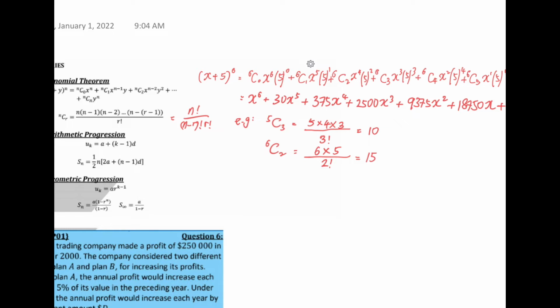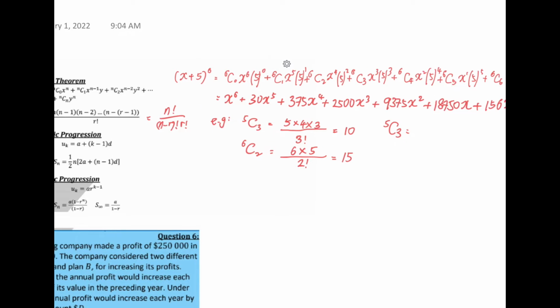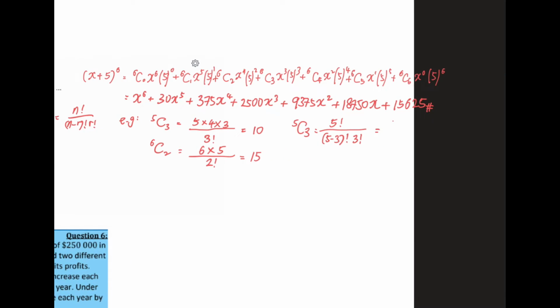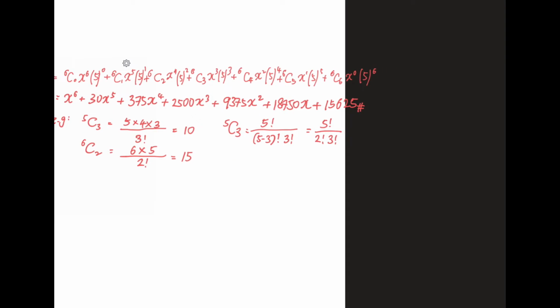Okay, how about this formula? Let's see. So if, let's say, same example again, 5C3, and I'm using that formula, it will become 5 factorial over (5 minus 3) factorial, over r factorial, which is 3 factorial here. So at the end, if you simplify, this will be 5 factorial over 2 factorial times 3 factorial. I'm trying to show that it is the same in this way.